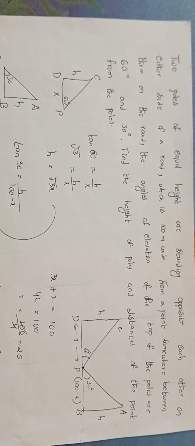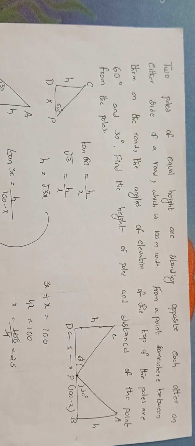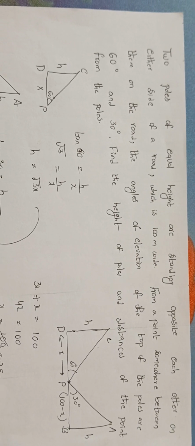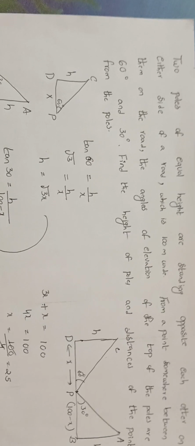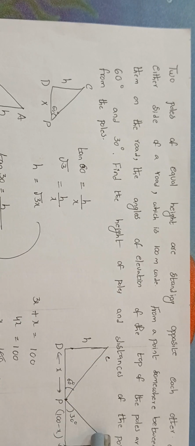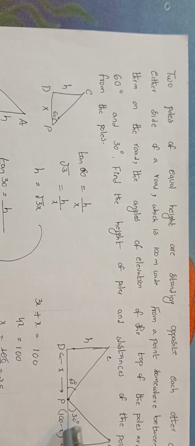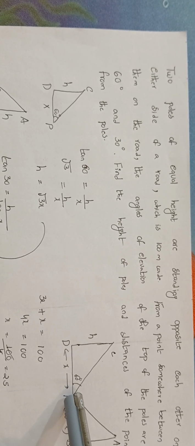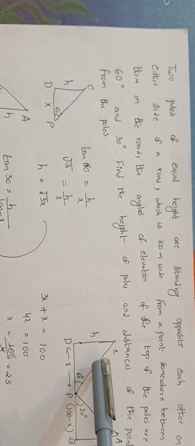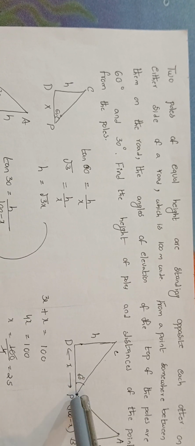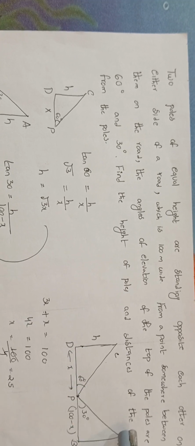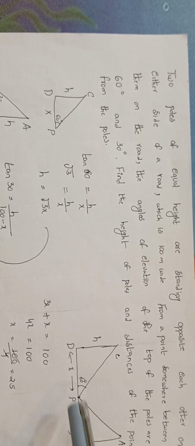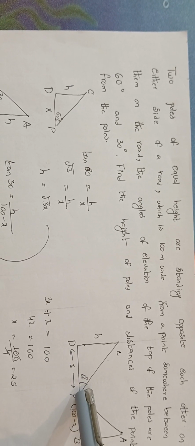Today we will discuss one of the important problems in CBSE class 10. Two poles of equal heights are standing opposite each other on either side of a road. These are the two poles standing on either side of a road, which is 100 meters wide. From a point somewhere between them on the road, the angles of elevation of the top of the poles are 60 degrees and 30 degrees. Find the height of the poles and distance of the point from the poles.